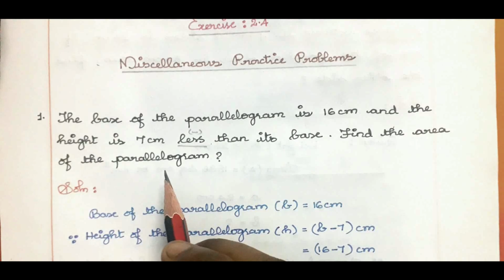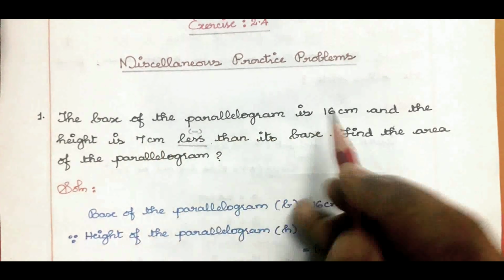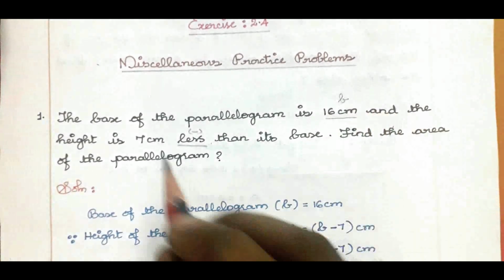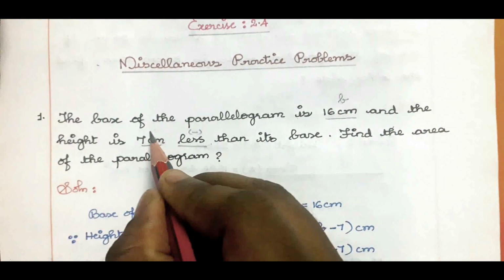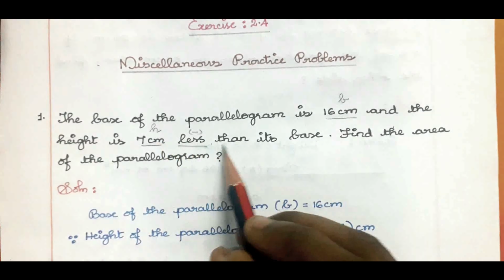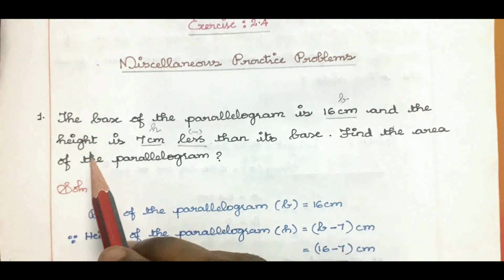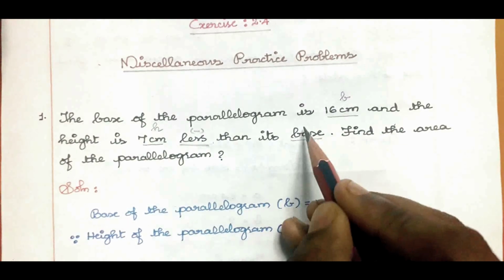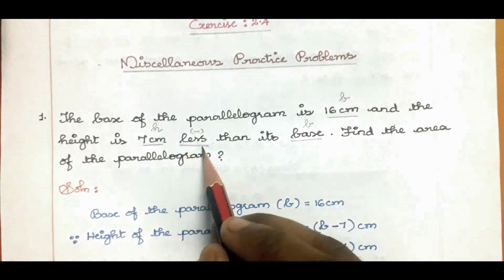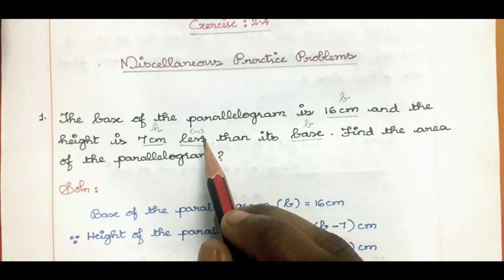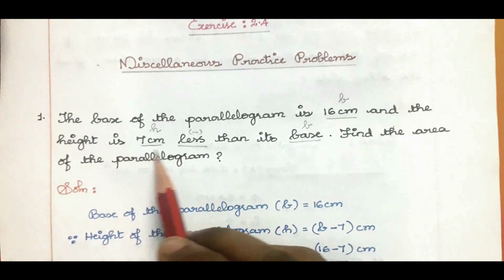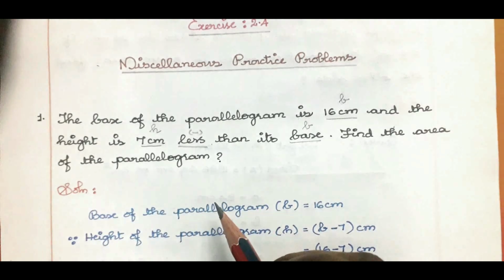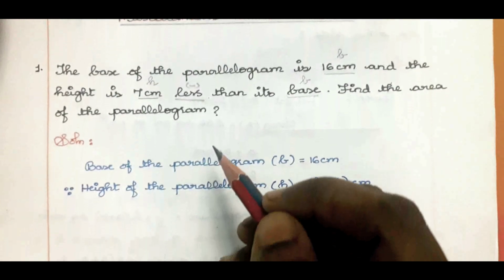They have given the base of the parallelogram is 16 centimeter, so it represents B, and the height is 7 centimeter less than its base. It means that the height is 7 centimeter less than its base. Base is nothing but B and less is nothing but minus. Therefore, this is in a statement type. We have to make it into a mathematical statement, that is, an algebraic statement.